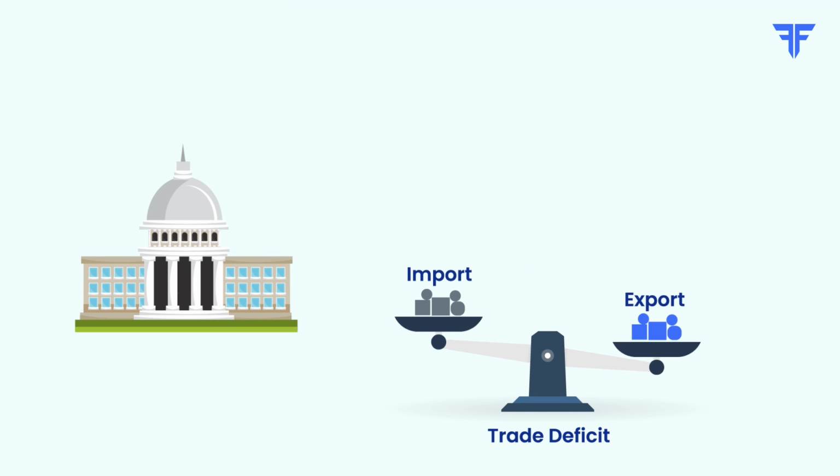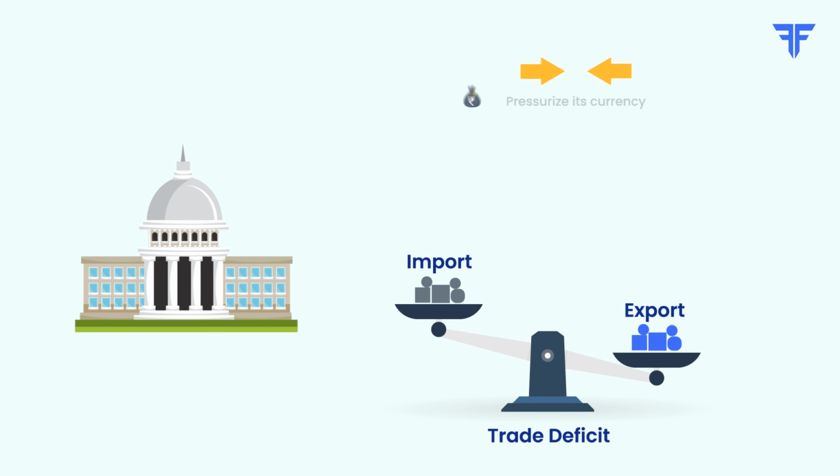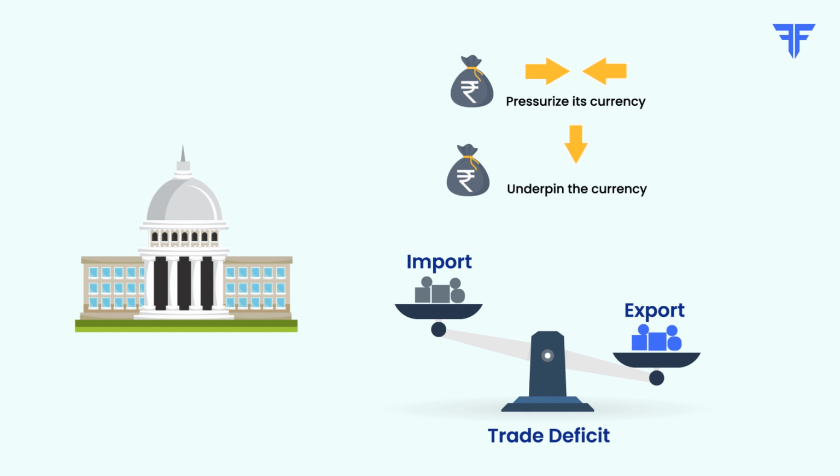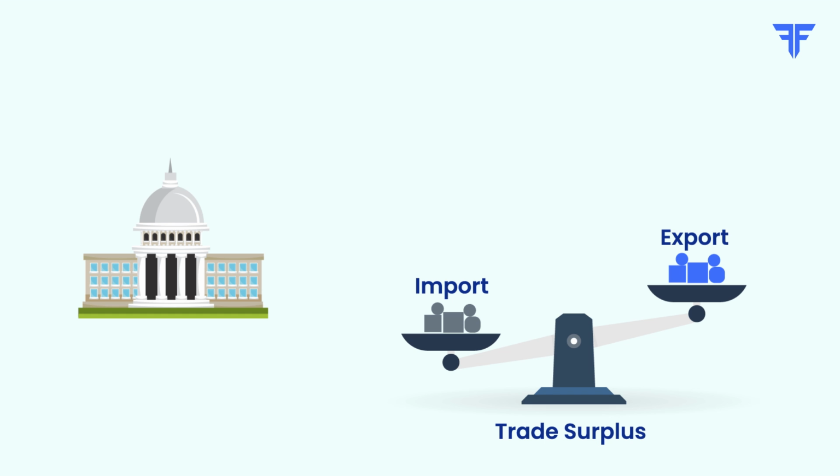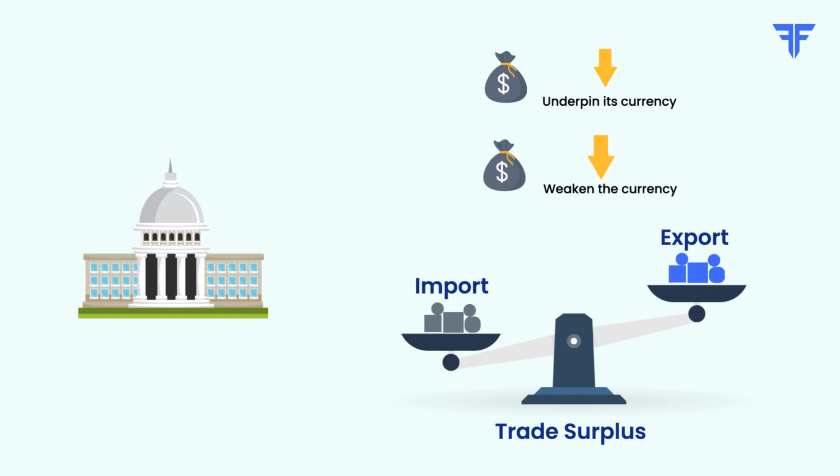Second, trade balance data. If a nation is experiencing trade deficit, then a widening of the deficit is likely to pressurize its currency, while narrowing of the deficit is likely to underpin the currency. On the other hand, if a nation is experiencing trade surplus, then widening of the surplus is likely to underpin its currency, while a narrowing of the surplus is likely to weaken the currency.